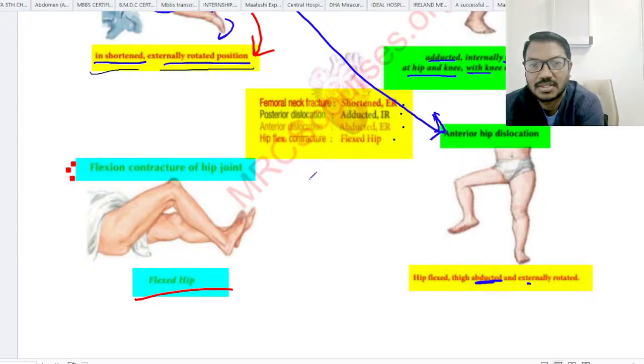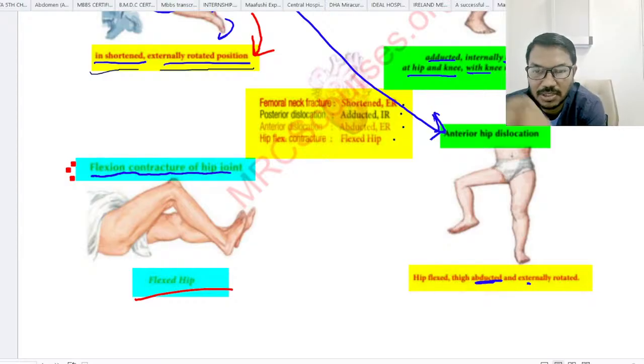Flexion contracture of the hip. Flexion contracture of the flexed hip.